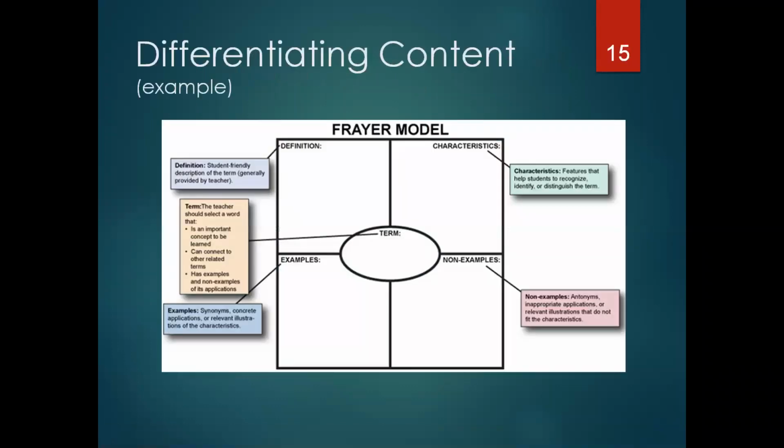So here's an example of differentiating content. This is called the Frayer model, and a lot of you, I'm sure, are familiar with vocabulary instruction. Here you can see a Frayer model is a great way to differentiate vocabulary instruction. So you put the term in the middle. This could work in a math class. If you put exponent in the middle, what's the definition? And it should be in student-friendly language. What are the characteristics of that term? What are some examples? What are some non-examples? I've seen the Frayer model include pictures, right? So you can add a lot to this so that you're not just doing, this is the word, here's the definition.